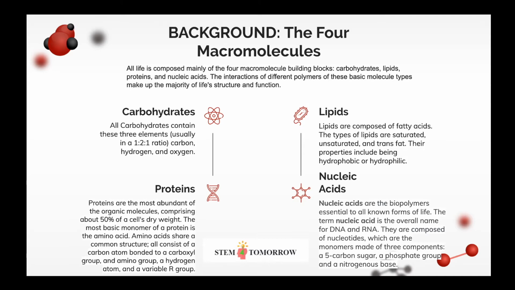Proteins are the most abundant of the organic molecules. The basic monomer of a protein is amino acid. Amino acids all have the same common structure, which consists of a carbon atom bonded to a carboxyl group, an amino group, a hydrogen atom, and a variable R group. Finally, we have nucleic acids, which are biopolymers that are essential to life. The term nucleic acid is the overall name for both DNA and RNA, which are composed of nucleotides, which are made of three components such as a 5-carbon sugar, a phosphate base, and a nitrogenous base.